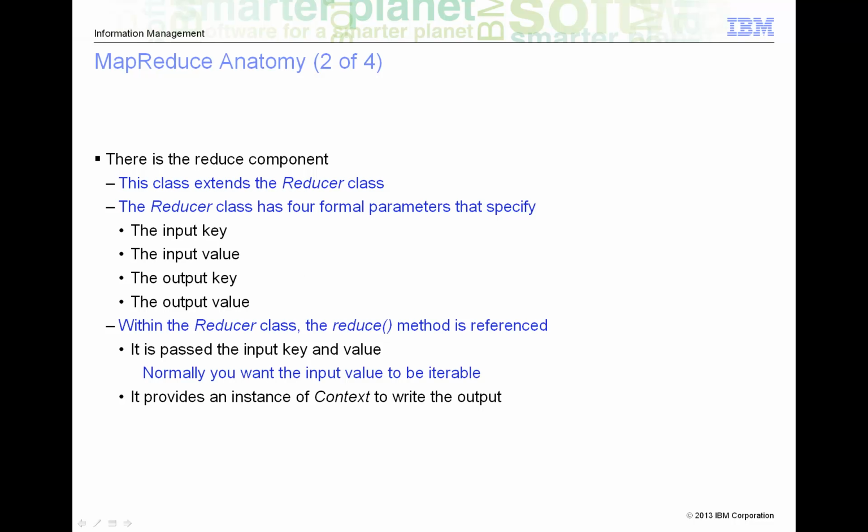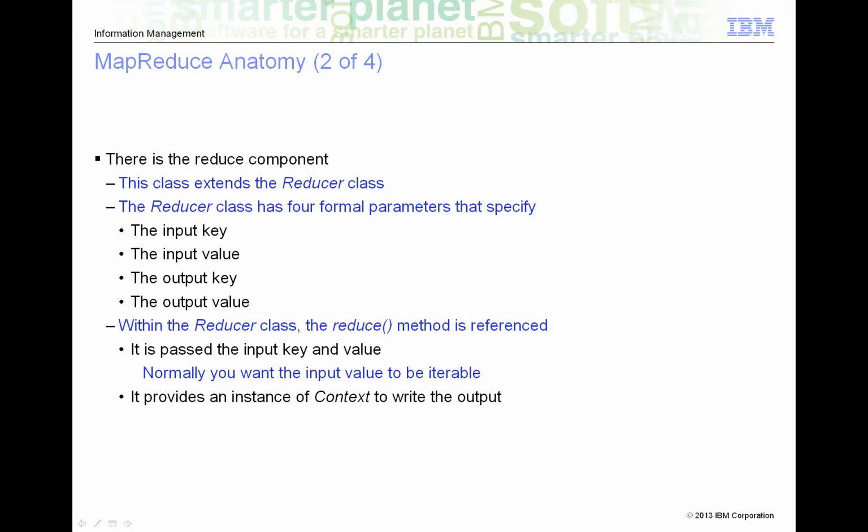The second component is the reduce component. You define a reduce class that extends the imported reducer class. The reducer class has 4 formal parameters. There is the input key and the input value, as well as the output key and the output value. Within your reducer class, you reference the reduce method. The input key and value are passed to this method.